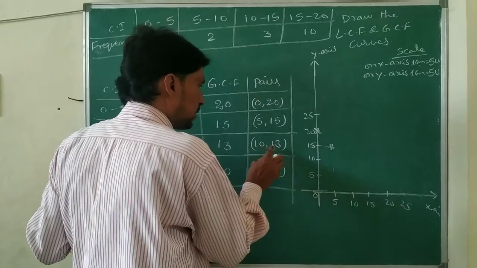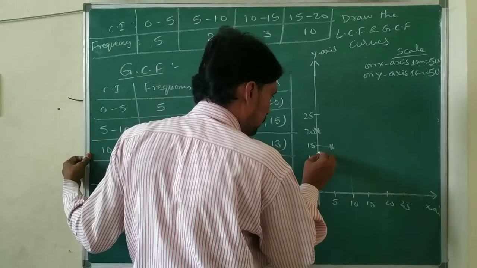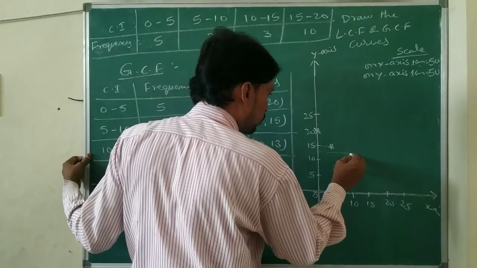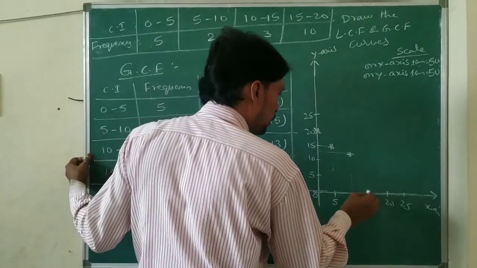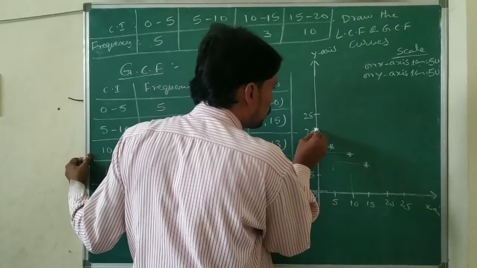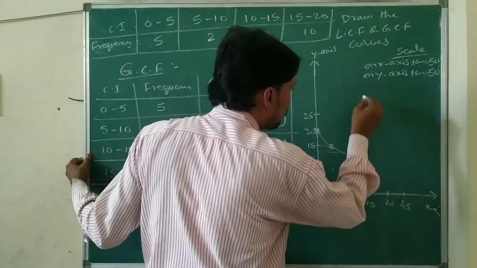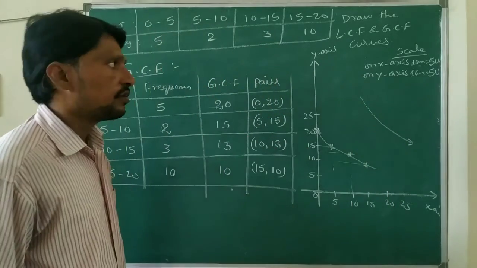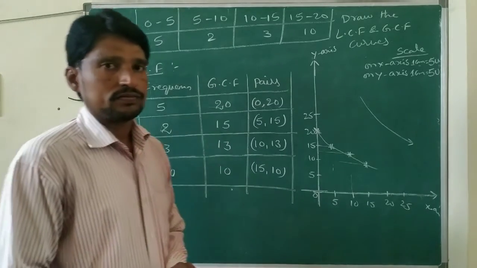Next (10, 13). So x is 10 and y is 13. 13 lies between 10 and 15, means here we are getting approximately. Next (15, 10). The x coordinate is 15 and the y coordinate is 10. Now smoothly you have to join the points. So here it is like this, it is falling. So this curve we have to call a falling curve. GCF is a falling curve and LCF is a rising curve.